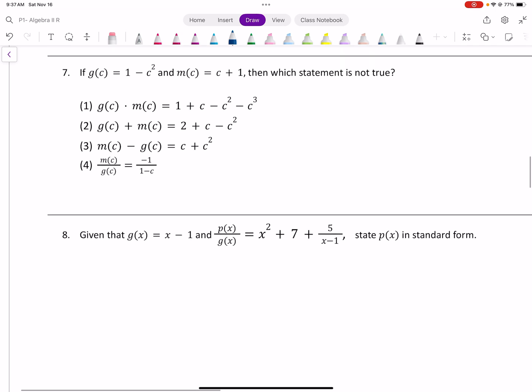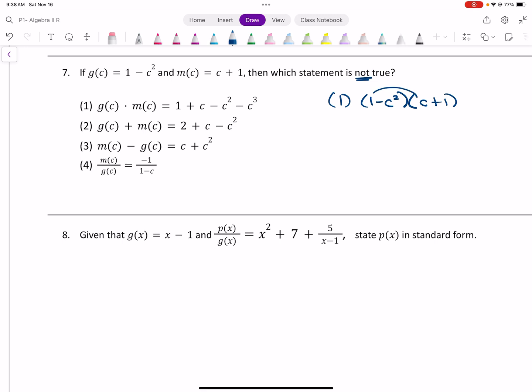For number 7, it says if g of c equals 1 minus c squared and m of c equals c plus 1, then which statement is not true? Personally, I think the easiest option here is going to be to do our little SAT trick. Otherwise, you are setting them all up. So if I were to do number 1 the right way, on the left, you're doing g of c, which is 1 minus c squared, times m of c, which is c plus 1. And you're going to multiply out the entire thing.